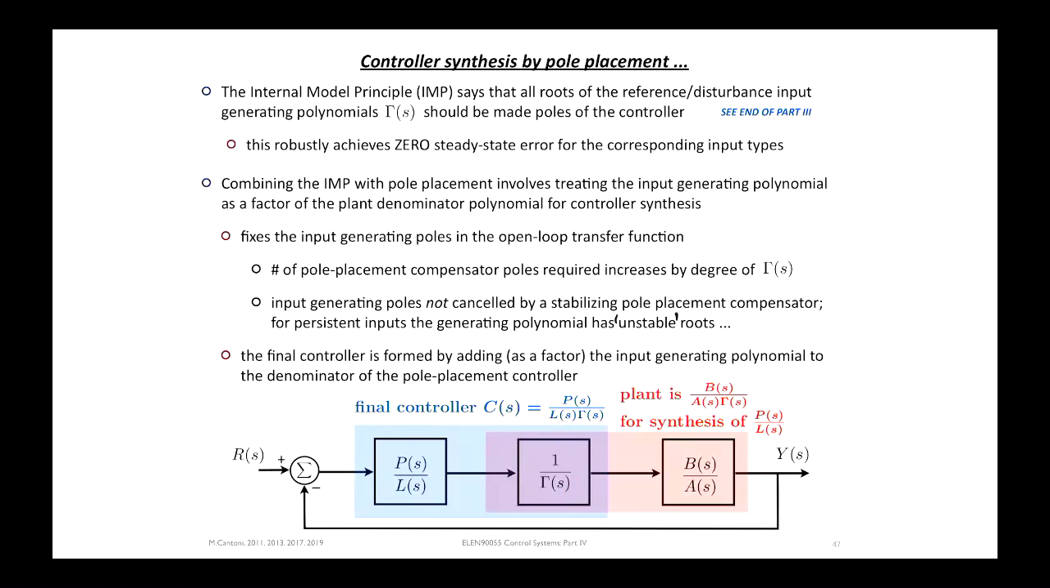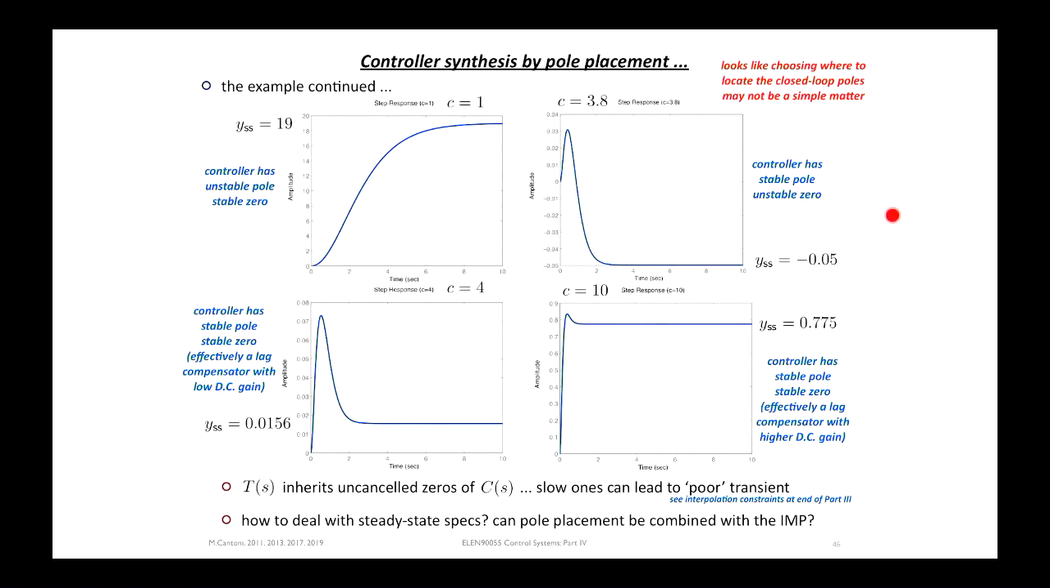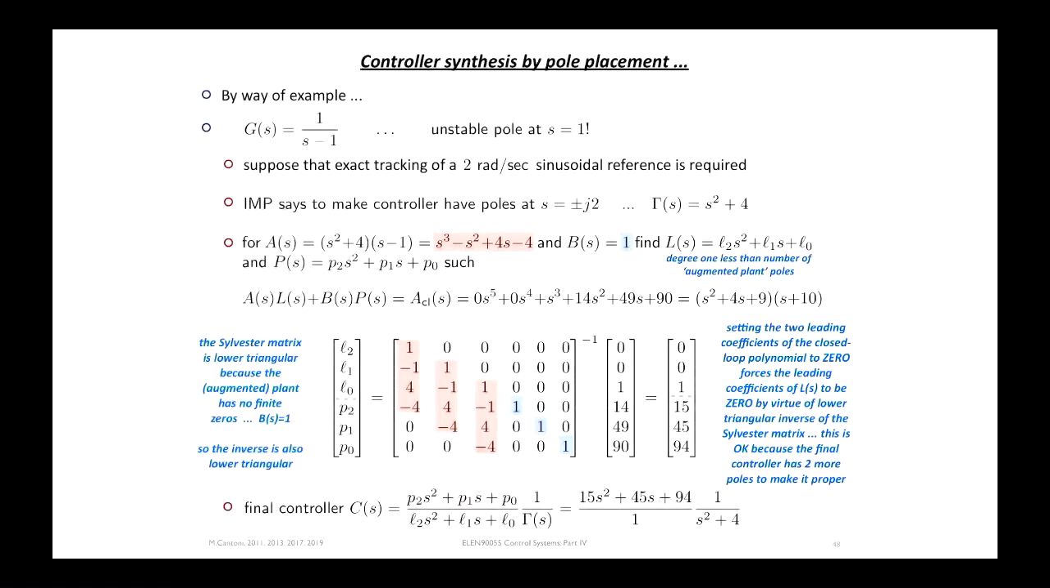So just very simple idea that now gives you a handle on steady state specifications, which via this example we saw was not possible by just focusing on where the closed loop poles had to be. All right? So, here's a little example. We have a plant, it's unstable, has a pole at s equals 1. Let's suppose that we want exact tracking of a 2 radian per second sinusoidal reference.